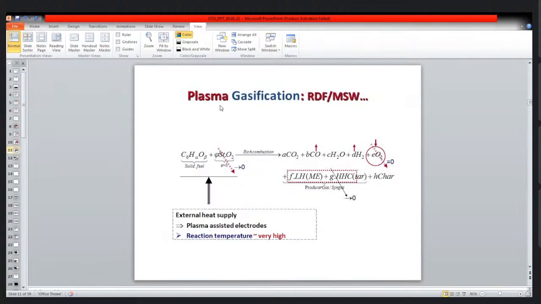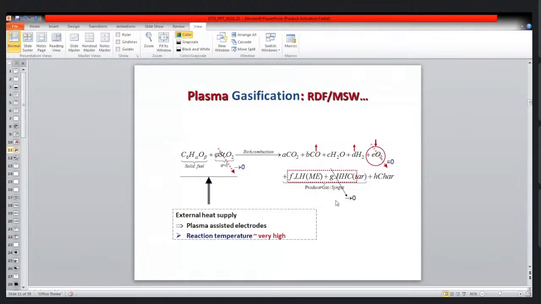Now, what is going on in plasma gasification, which is also suitable for RDF and municipal solid waste? Basically here, the oxygen supply is almost nil and external heat is supplied to the system, and therefore the carbon monoxide part is very high, the H2 part is very high, oxygen is almost eliminated, and the H2O part and carbon dioxide part are very small.